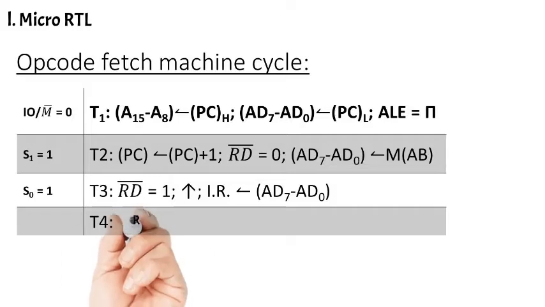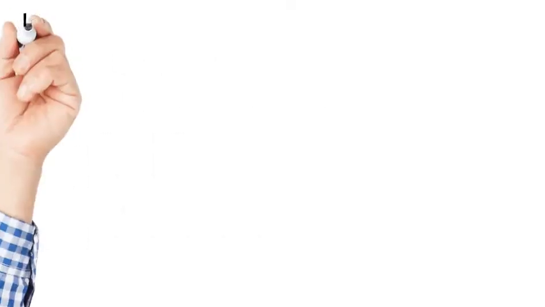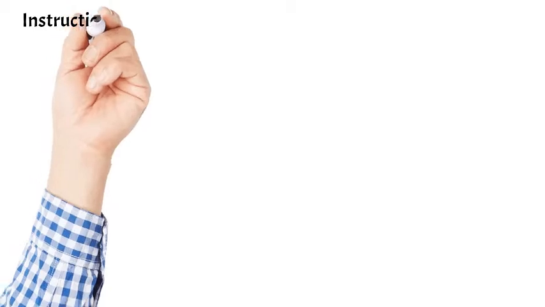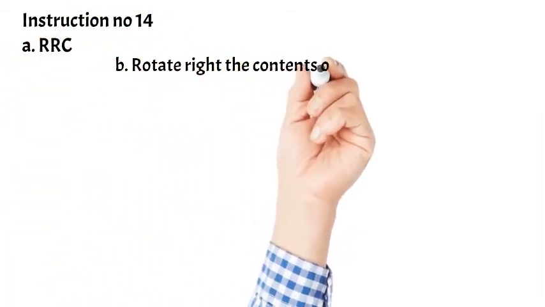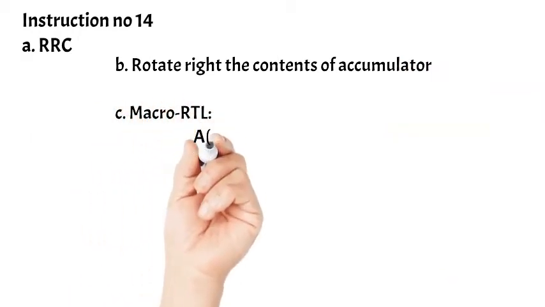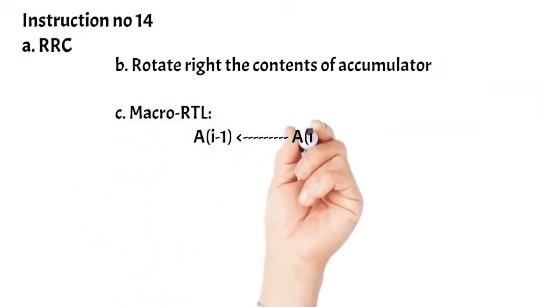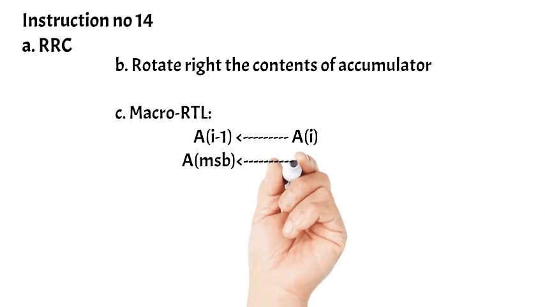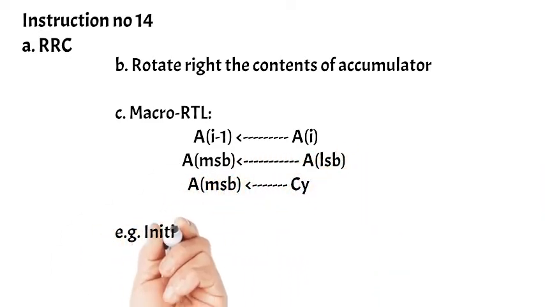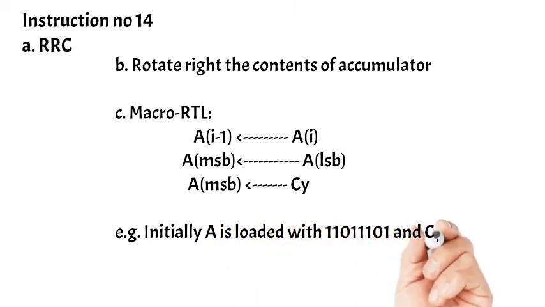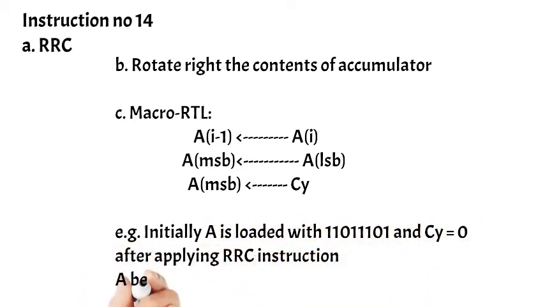Next instruction that we have is RRC. Now this rotates the contents of the accumulator towards the right. That means A(i) will become equal to A(i-1). That means the most significant bit will become equal to the second most significant bit, and the second most significant bit will become equal to the third most significant bit. Also, the most significant bit will take its value from the carry flag, as you can see in the example.